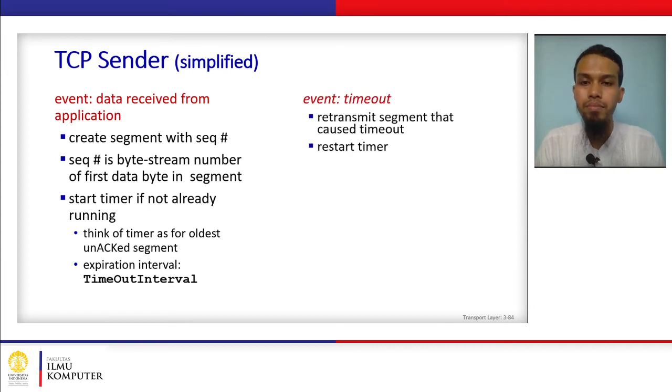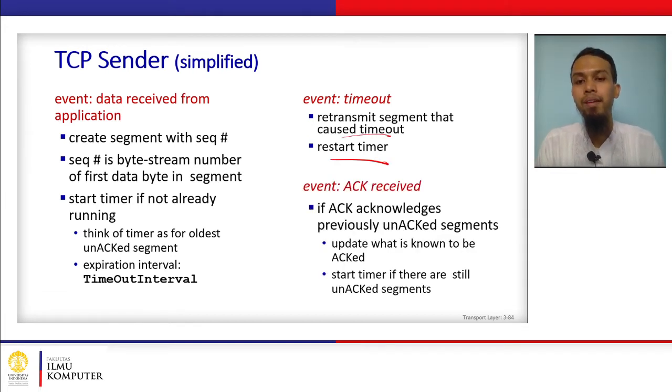Now, when the sender gets the timeout event, it means that it has not received the ACK from the receiver, so it has to retransmit the segment that caused the timeout, and then restart the timer. Now, if the ACK is received before the timeout, there are different conditions. If the ACK acknowledges previously unACKed segments, it will update what is known to be ACKed, and start the timer if there are still unACKed segments.